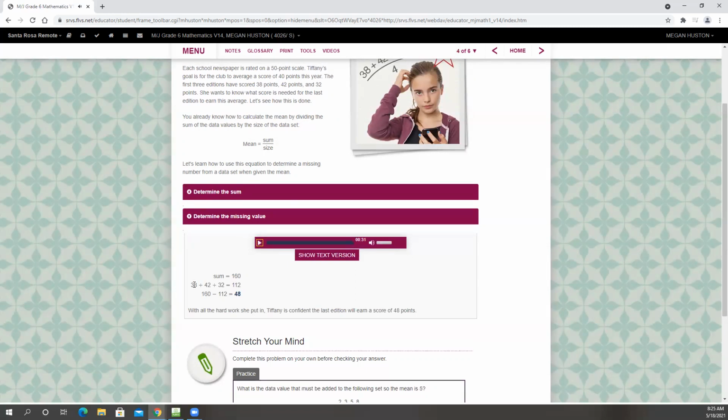So we add up all the numbers, the three numbers that we have, and we get 112. And then we subtract that from the sum that we want. So 160 minus 112, which leaves us with 48. So the 48 is the fourth piece of data. That's what we need to get an average of 40 points.